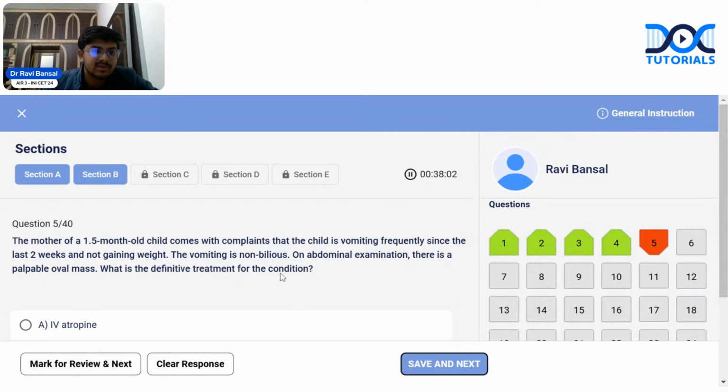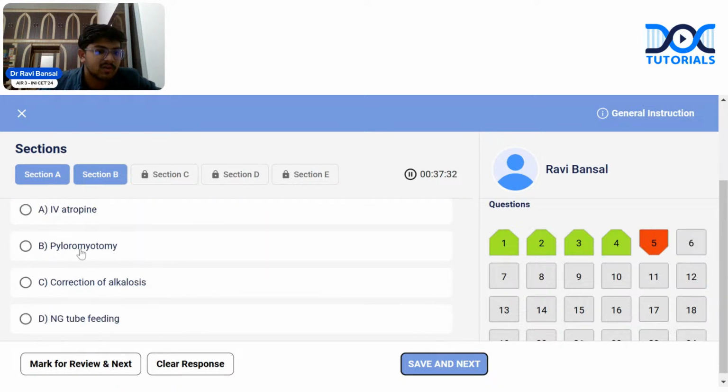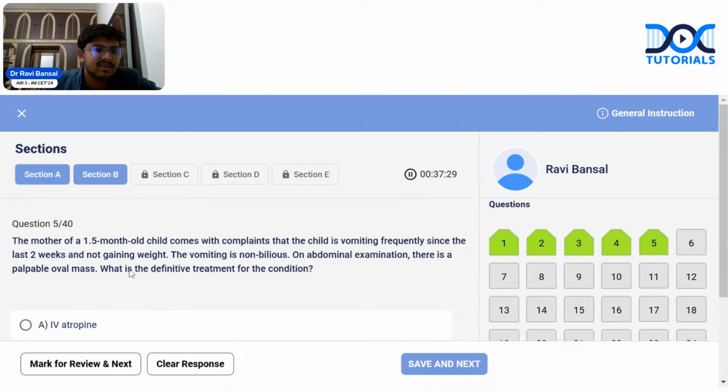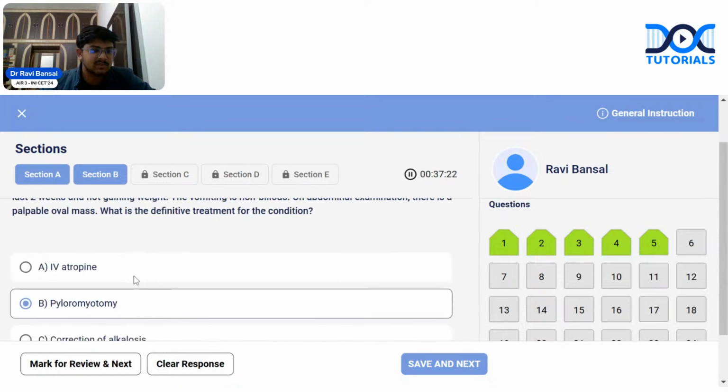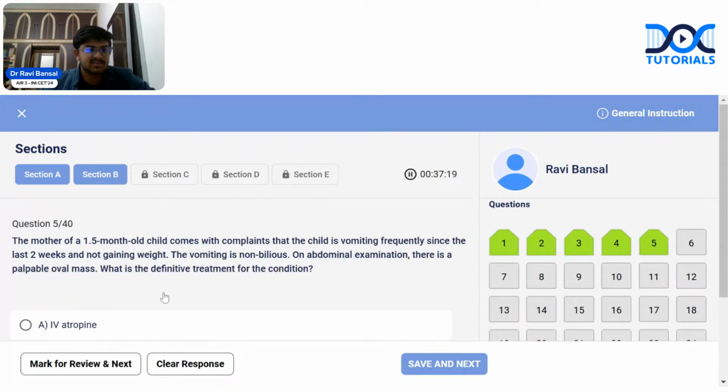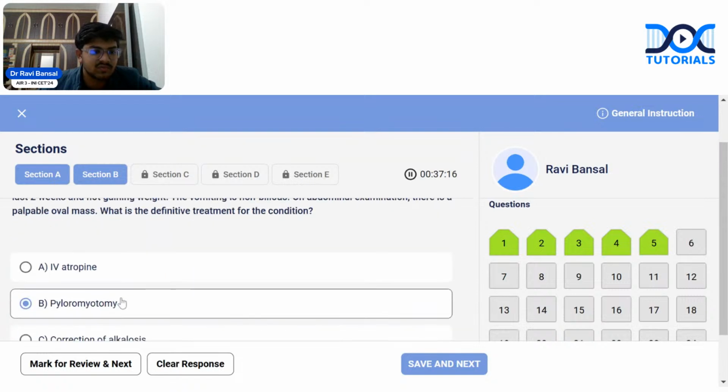What is the definitive treatment for the condition? Mother of a 1.5-year-old child comes with complaints that the child is vomiting frequently, not gaining weight for 2 weeks, vomiting is non-bilious. On abdominal examination, there is a palpable oval mass. You already know this is the pathognomonic sign of CHPS, congenital hypertrophic pyloric stenosis, and they have asked the definitive treatment. We have read CHPS is only treated by surgery. There is pyloromyotomy in the options, atropine, alkalosis, and they have asked the definitive treatment. You should read this line very carefully, because if they ask the next step in the treatment, then the answer will be different. They would ask about correction of the acid-base disorder first, then the surgery. So the definitive treatment is obviously pyloromyotomy.